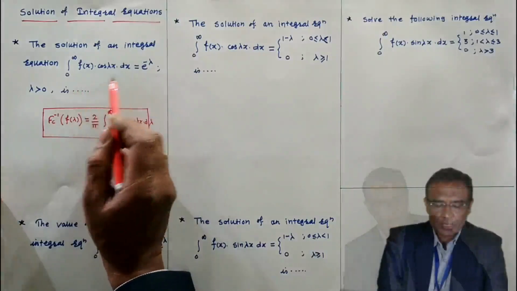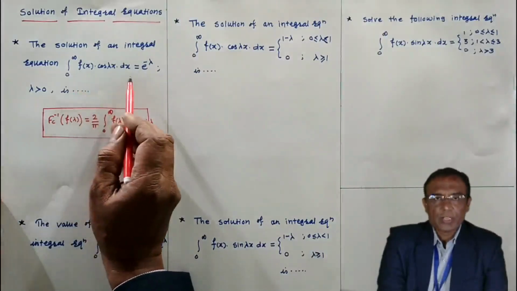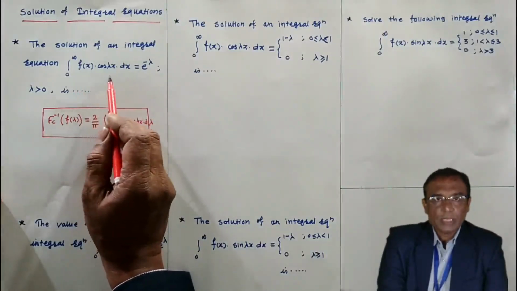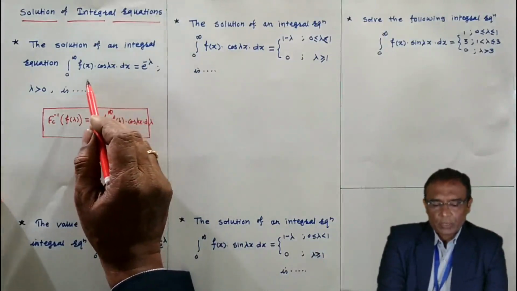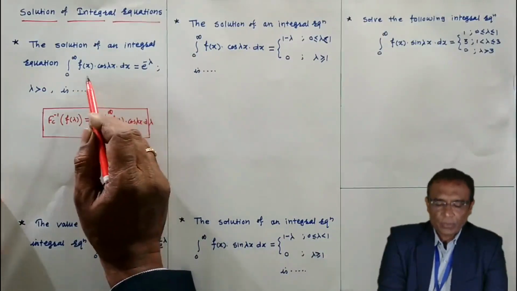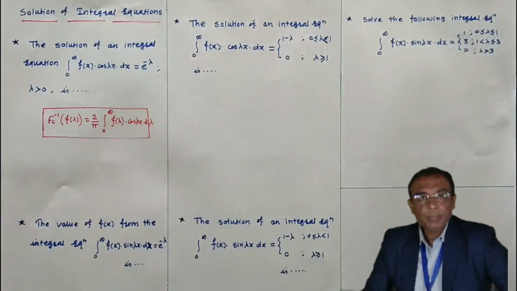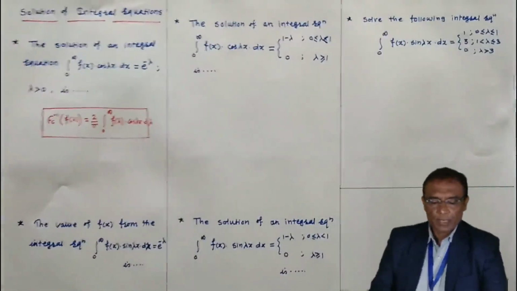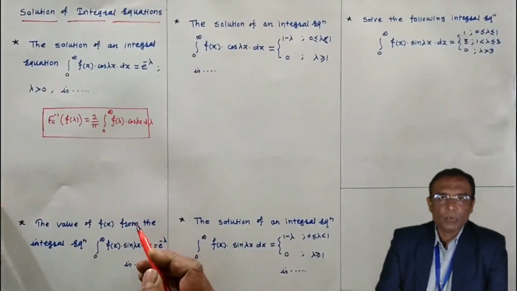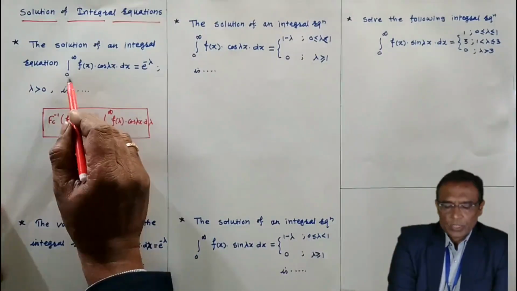Now the solution of the integral equation. The integral equation is given. You have to solve this integral equation. Solving an integral equation means finding the value of f(x). These are the typical integral equations where the Fourier cosine transform or Fourier sine transform can be used. This is given.